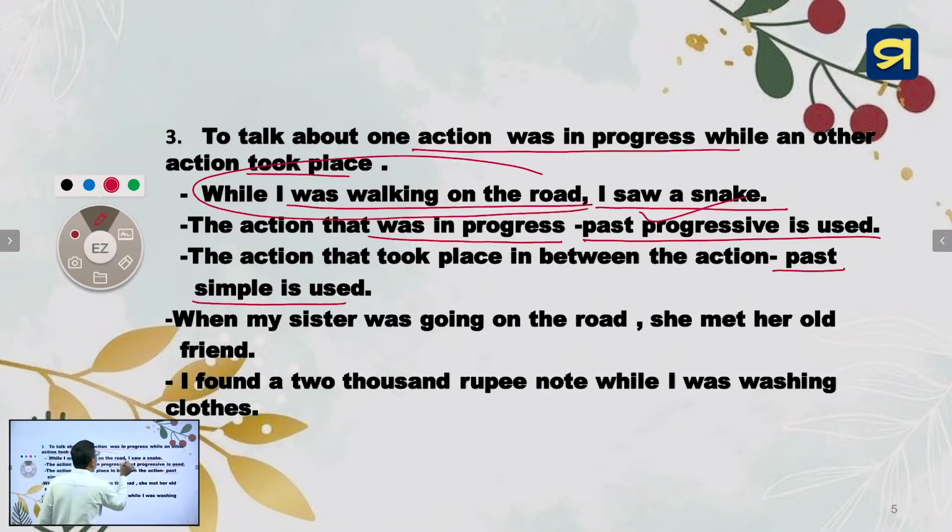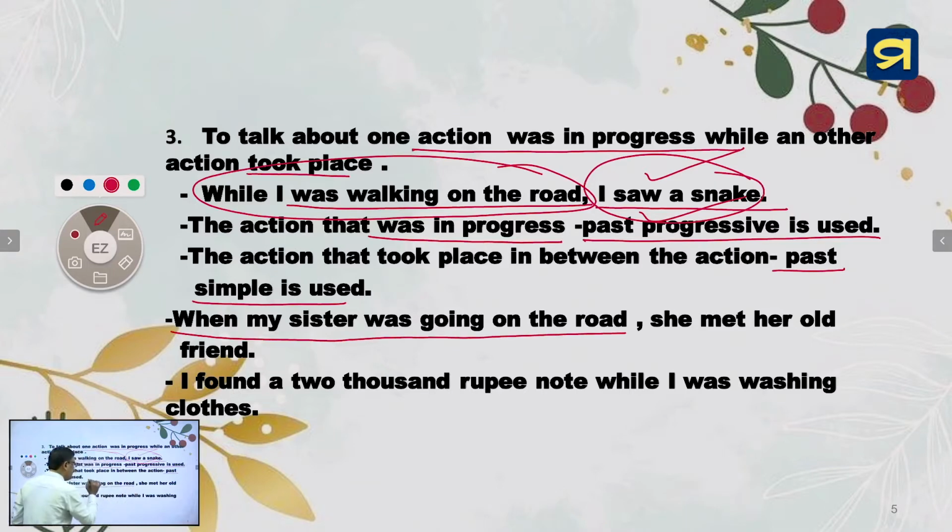You see, here is an example we have already discussed. While I was walking on the road, I saw a snake. That means while this action was in progress, what happened? I saw a snake. That means this action took place. Similarly, let's give some more examples. When my sister was going on the road, she met her old friend. You see, this action was in progress. While this action was in progress, that action took place.